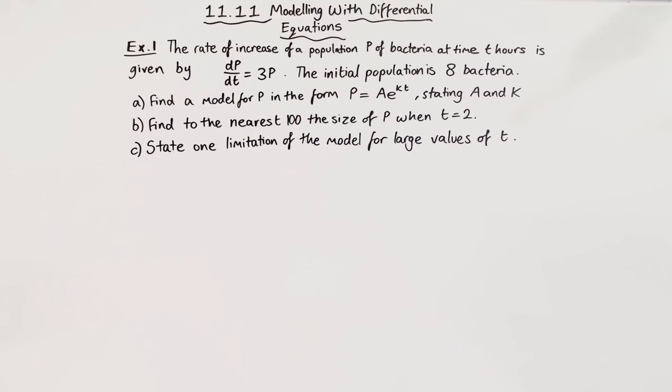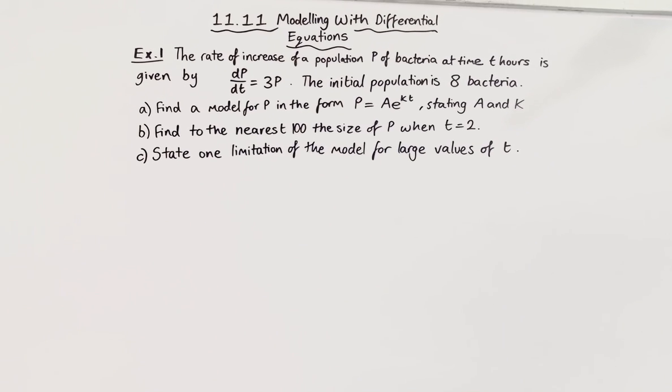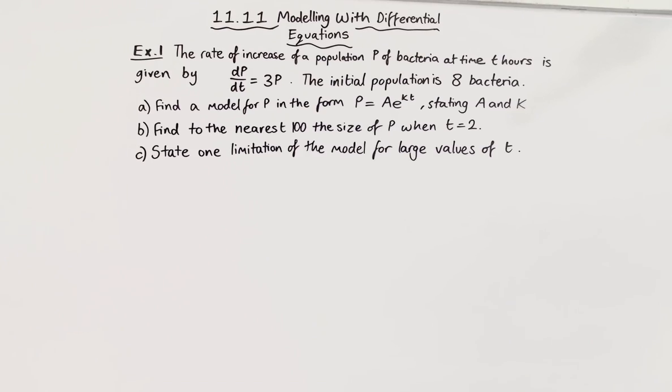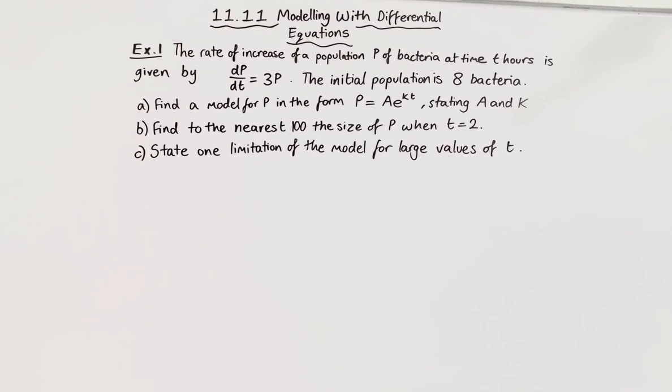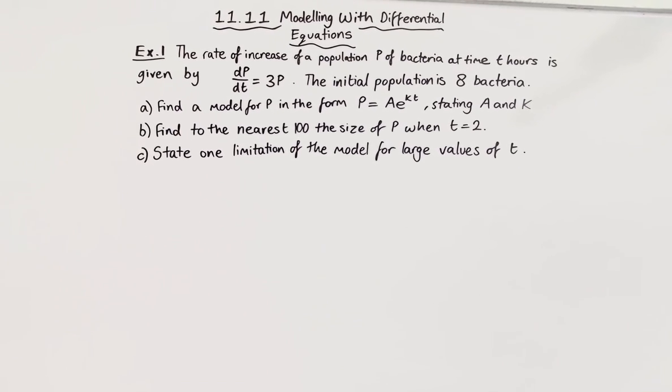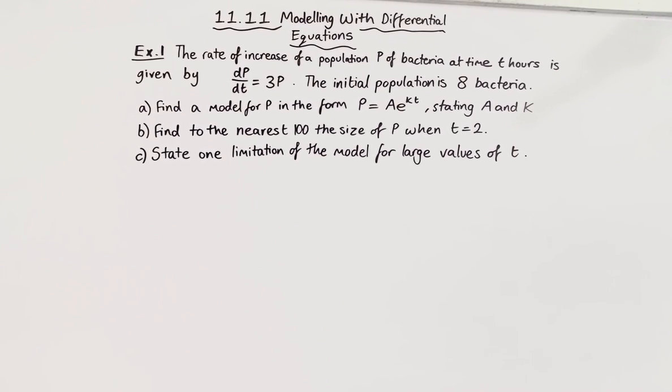Lesson 11. Modeling with differential equations. Differential equations can be used to model real-life situations. Let's do one example. The rate of increase of a population P of bacteria at time t hours is given by dP/dt = 3P. The initial population of the bacteria is 8.